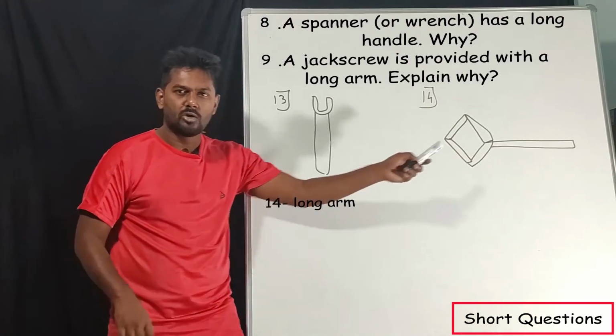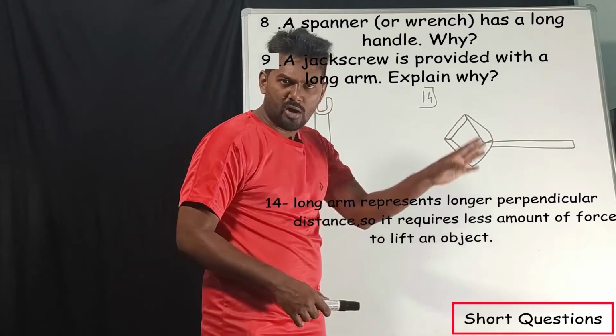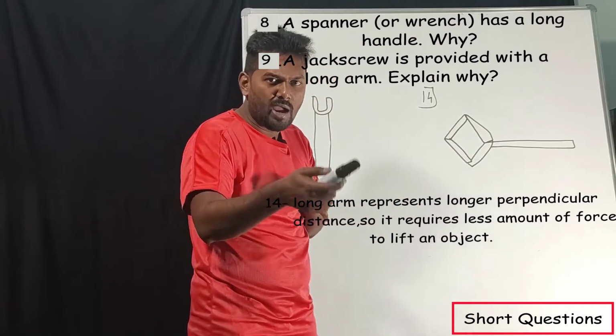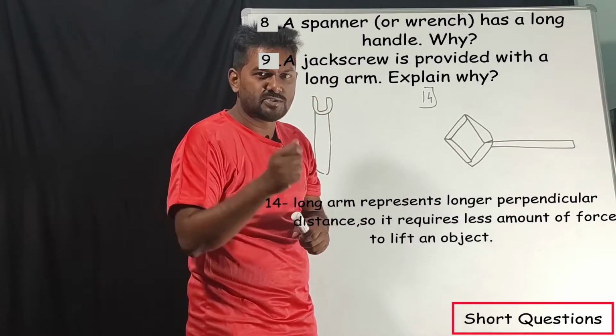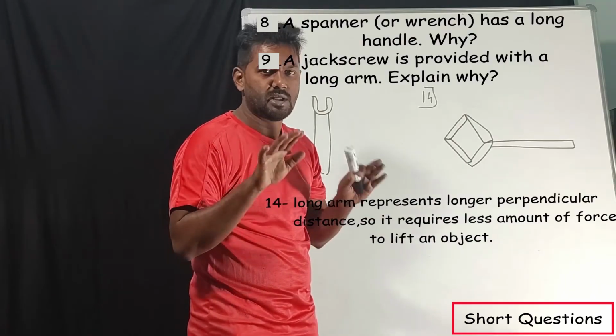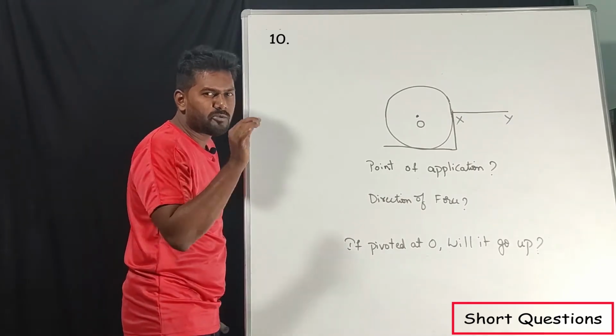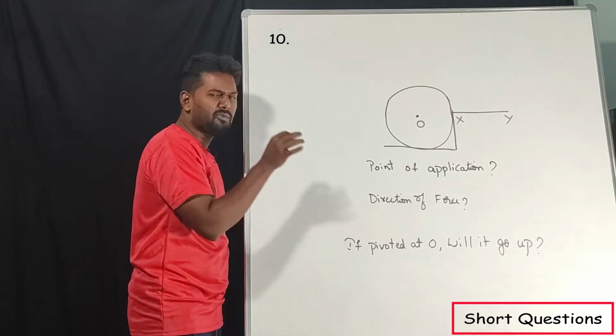The same answer goes for this question. So the jack screw has a long handle. If it has a long handle, it requires very less force to use it or to lift an object. That's it. It is for 2 marks and it is a very easy question, but if you understand the question, it will be very simple.